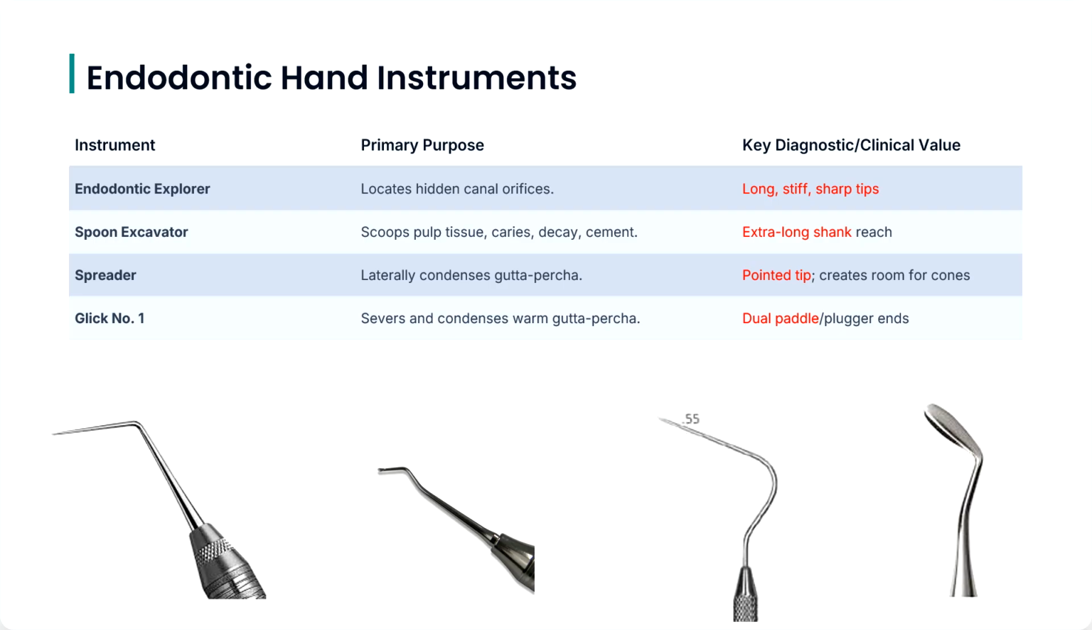So I just pulled these up here. But you know these instruments, so I think we can move on. Just understand the Endodontic Explorer is long and stiff. The spoon is a little tiny spoon.